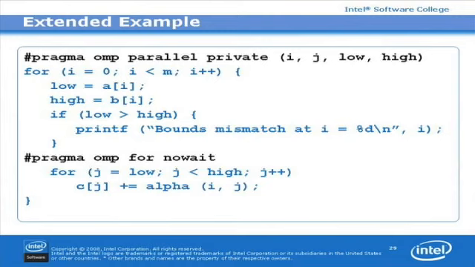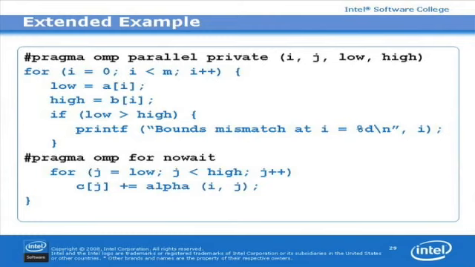They will make assignments to the low and the high variables. They will make the test to see whether low is greater than high and print out a message on the bounds mismatch. At the point that they reach the innermost loop, we have an OMP for pragma there, which will make sure that those iterations are divided amongst the threads. Of course, we want to make sure that each thread has its own copy of the I and the J and the low and the high variables. And so on the outer pragma, we've added a private clause for I, J, low, and high.